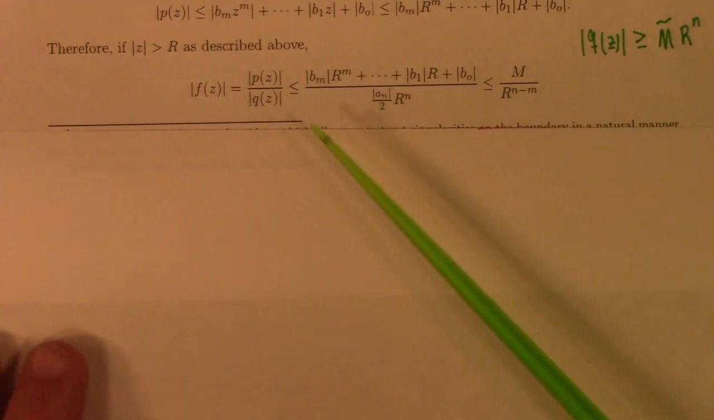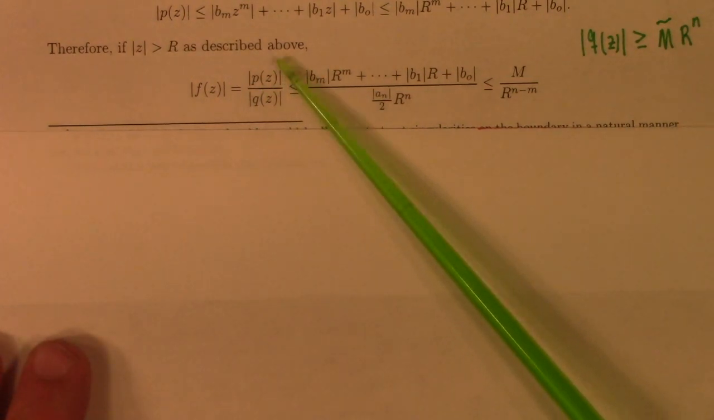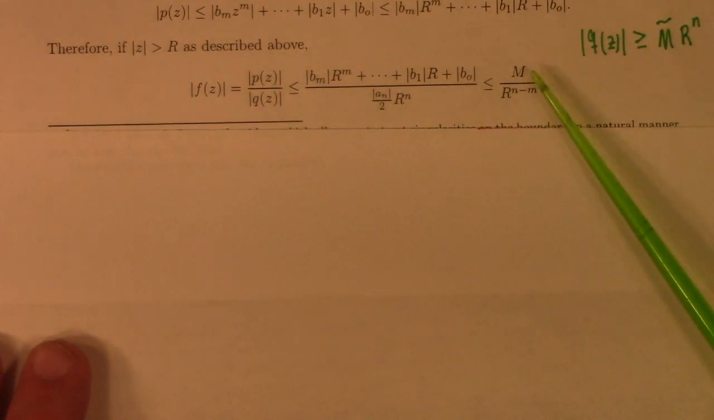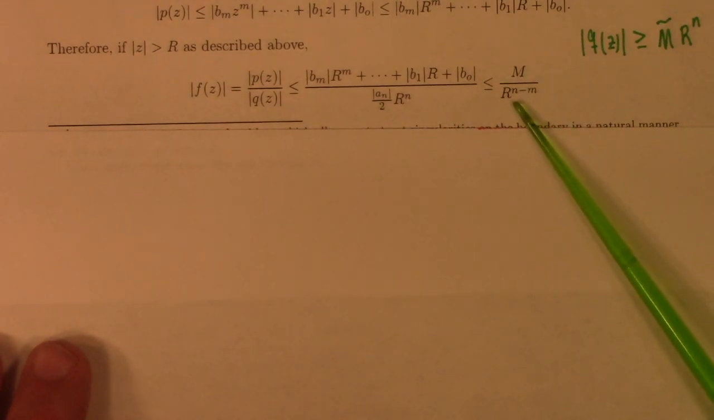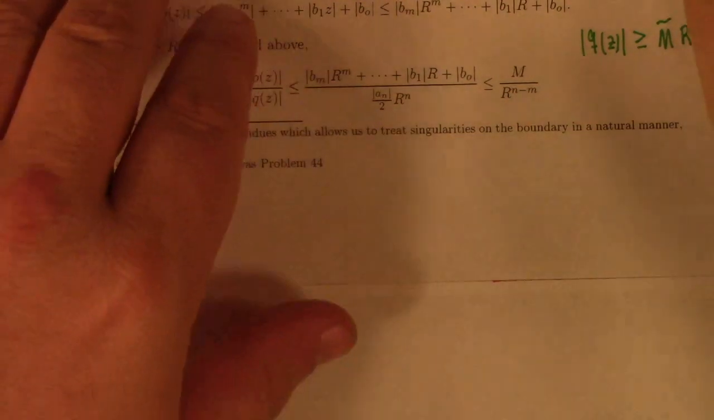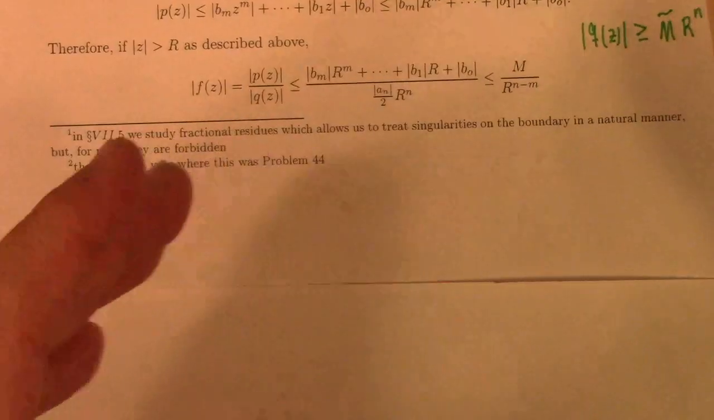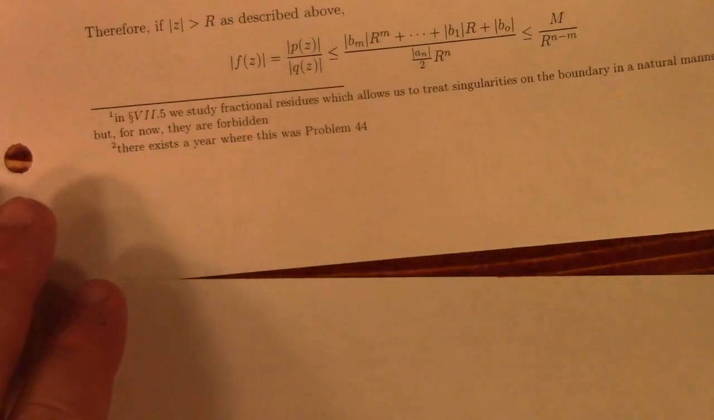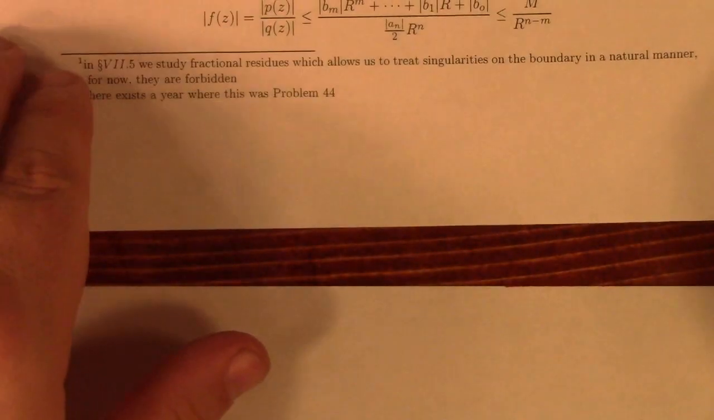Bottom line is we can bound the rational function by m over r to the n minus m. And again, I think I'll spend a few minutes of class on this because it bears repeating.